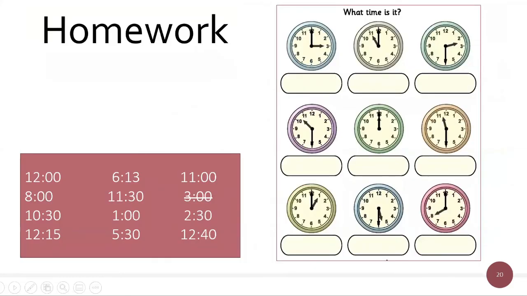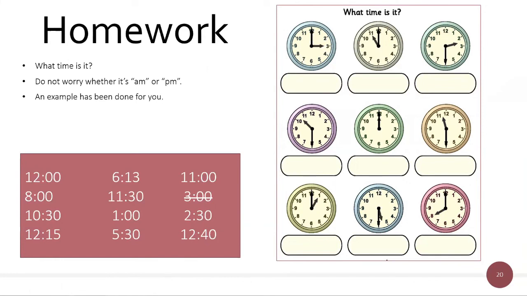Okay? Now, for your homework, for your second activity, I would like you to tell me what time it is using all these clocks, all right? Please do not worry whether it's AM or PM. I just want you to tell me what time it is. So I have done an example for you. For the example, the shorthand arrow is pointing at 3. So this is the hour. And then the longhand arrow is pointing at 12, which means we have completed a full hour. Therefore, the time is 3 o'clock.